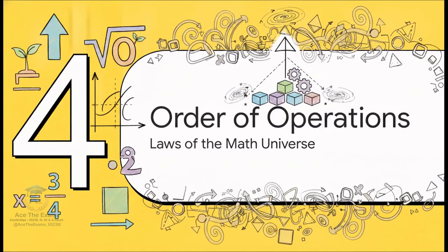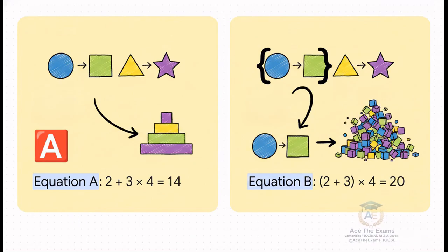All right, we have arrived at the climax of our explainer. Section 4, the order of operations, the absolute laws of the math universe. Okay, this is your classic "wait, what?" moment in math. We have nearly identical numbers on both sides. Equation A is 2 plus 3 times 4. Equation B is 2 plus 3 times 4, but with brackets around the 2 plus 3.